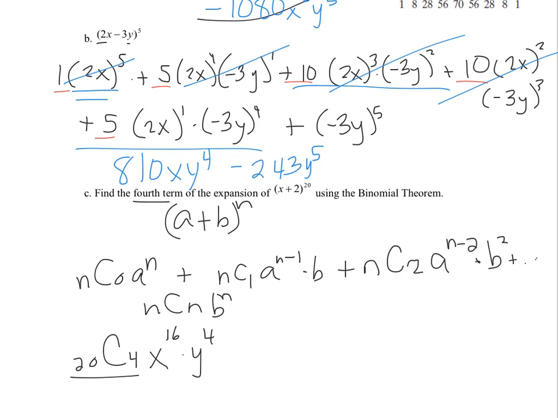So I need to do 20 choose 4. So I'm going to use my calculator, and I'm going to do 20 choose 4. So I do 20 math probability, choose 4. It's 4845. Okay, that would be ridiculous to use Pascal's triangle with that. So it's 4845 x to the 16th, y to the 4th.